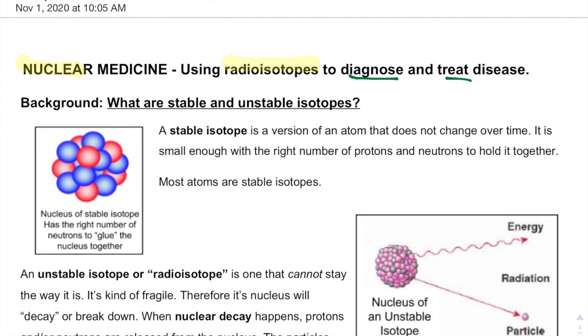Going on. Background. What are stable and unstable isotopes? A stable isotope is a version of an atom that does not change over time. It is small enough with the right number of protons and neutrons to hold it together. Most atoms are stable isotopes. So here in the picture, we see the nucleus of a stable isotope has the right number of neutrons to glue the nucleus together.